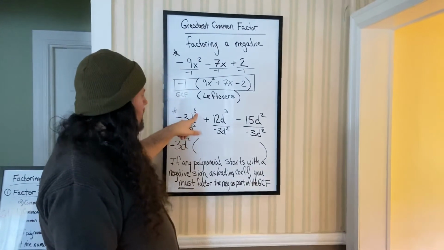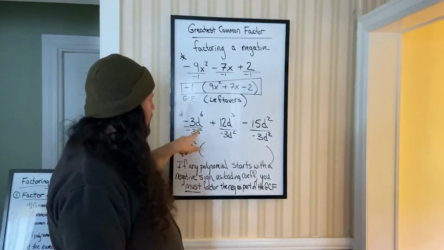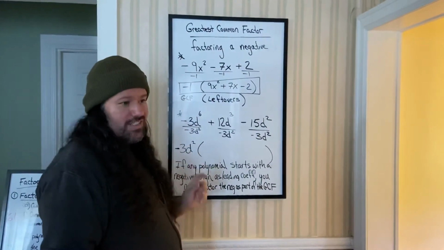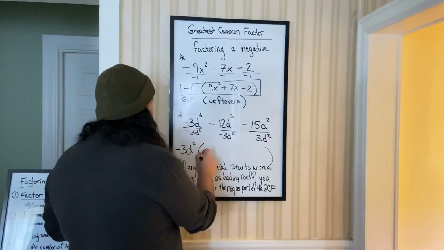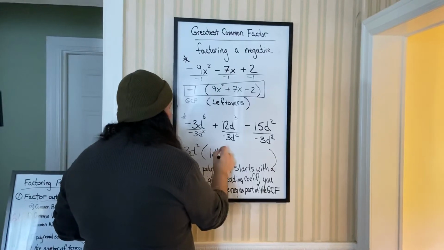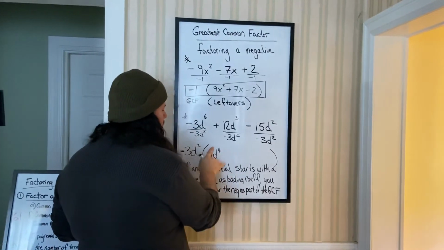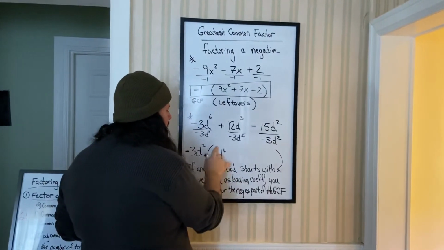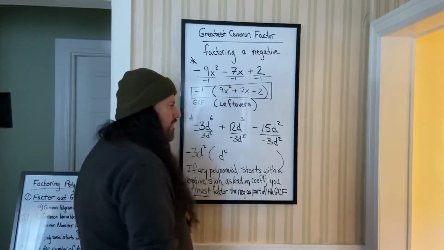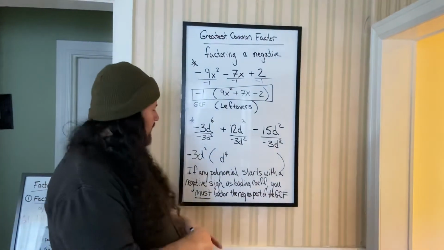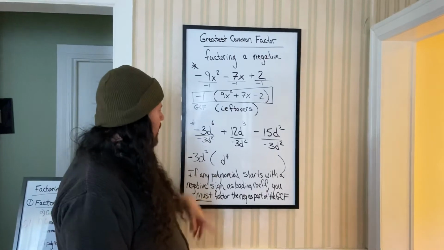You know that's going to be d to the 4th, and then negative 3 divided by negative 3, it's going to be 1. Do you need to put the 1 there? No, because you know 1 times d to the 4th is the same thing as d to the 4th. So you don't need that. But if you put it in there, they'll still mark that correct.